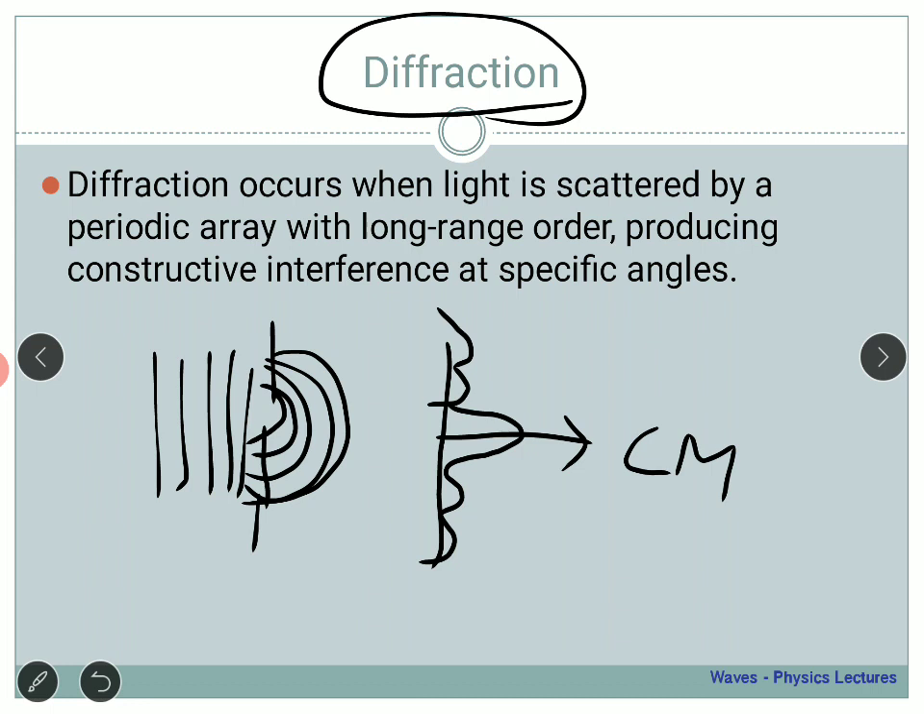Now diffraction is actually a special form of scattering, because scattering may take place in any direction. Diffraction will usually take place at a certain angle.